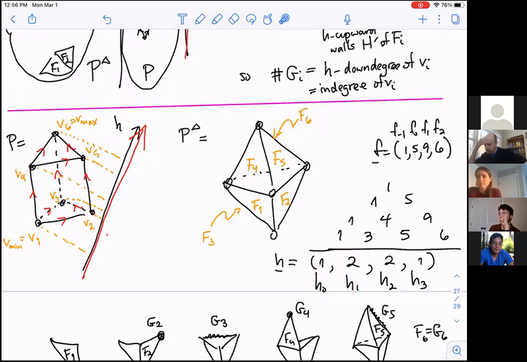And then, oh, have I got that wrong? Yeah, this one has in-degree 2. There are 2 edges coming up, so its H downward degree is 2. And the other one that has H downward degree 2 is this. So these 2 vertices are the ones counted here, and that's the unique vertex that's counted there.